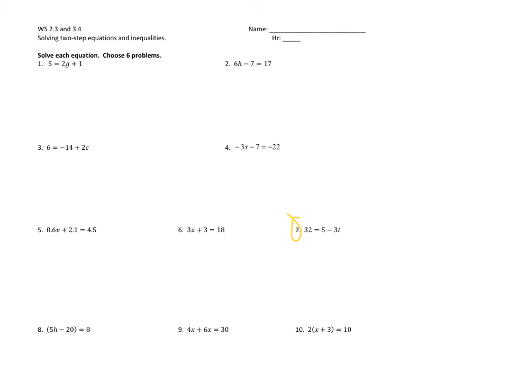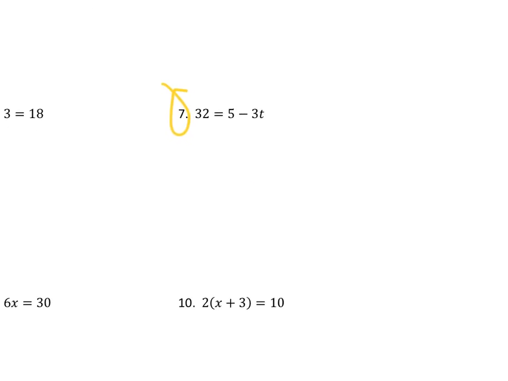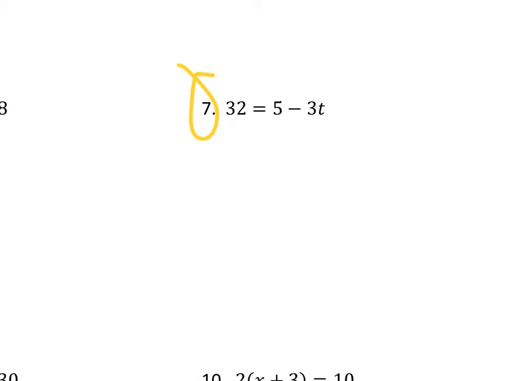Okay, so starting on the first worksheet for 2.3 and 3.4, number 7. So review of solving equations, right? We're solving for our variable. Our variable here is t. Now this negative sign right here, that negative goes with the 3, not the 5. So this is a negative 3, and this is actually a positive 5. So don't let that negative sign throw you off.